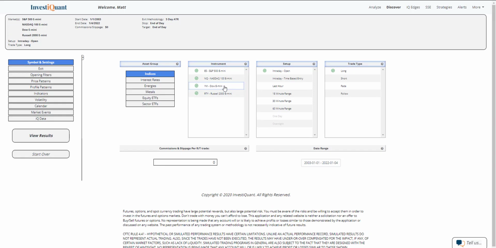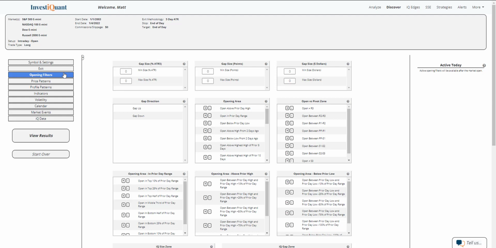Let me go ahead and grab all four instruments. The setup's based upon entering the market long at 9:30 a.m. Eastern Time, exiting at 4:15 p.m. Eastern Time. Now, currently, we are continuing that strong rally from the close yesterday. We are trading well above yesterday's high, so I'm going to add that from the opening filters, opening area.